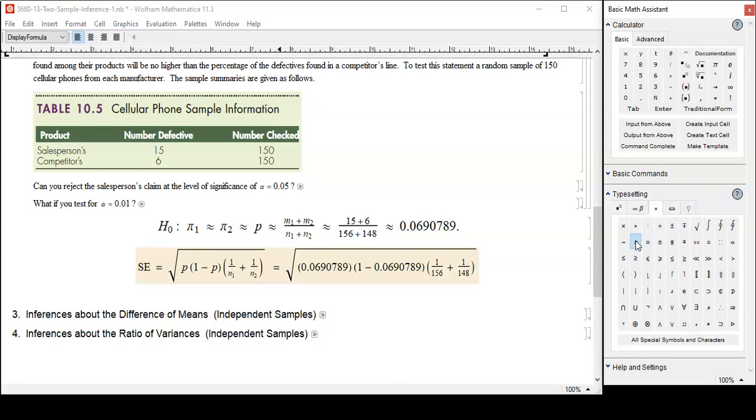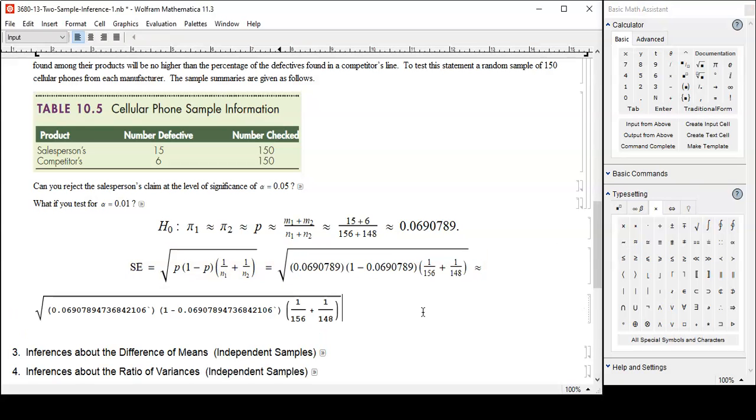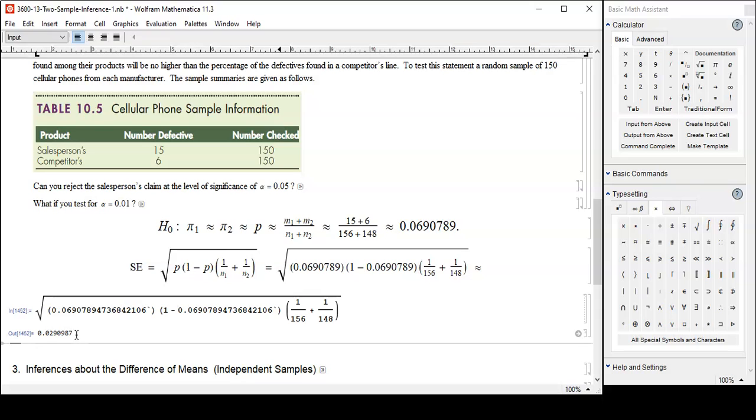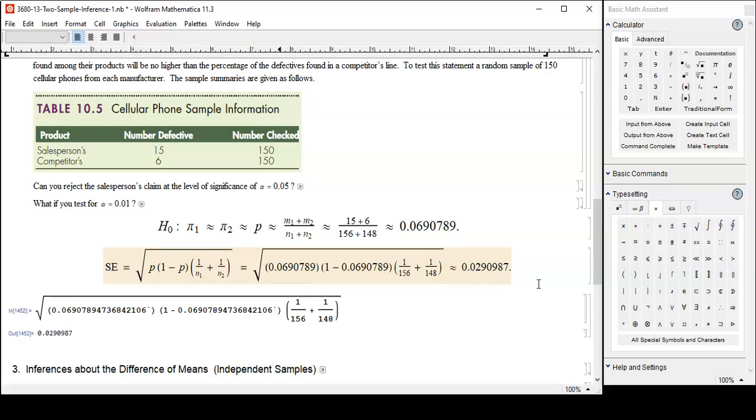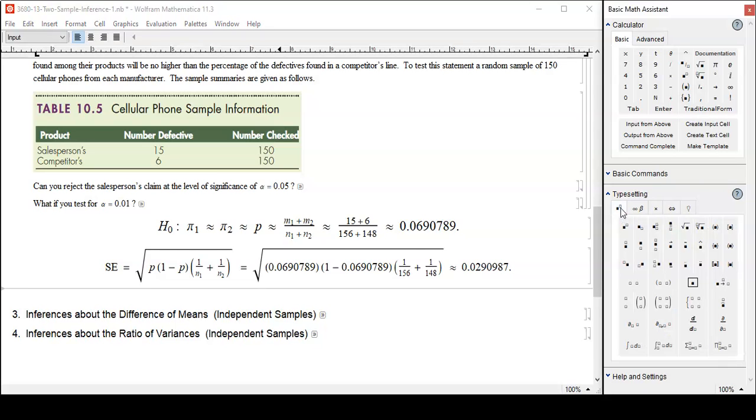If I adjust the problem just a little bit like this, you get a little bit different SE value. I didn't change a lot, you see. 156 versus 150, 148 versus 150. It didn't change a lot. Therefore, the proportion and the standard error didn't change a whole lot either. But in any case, from here you can complete the problem.